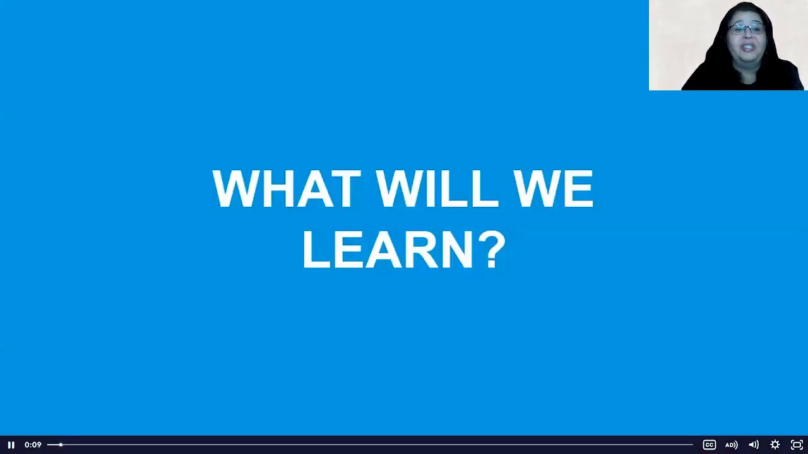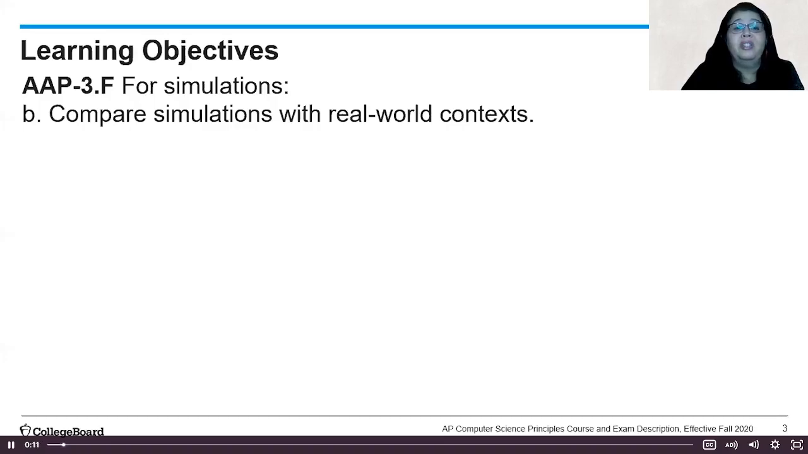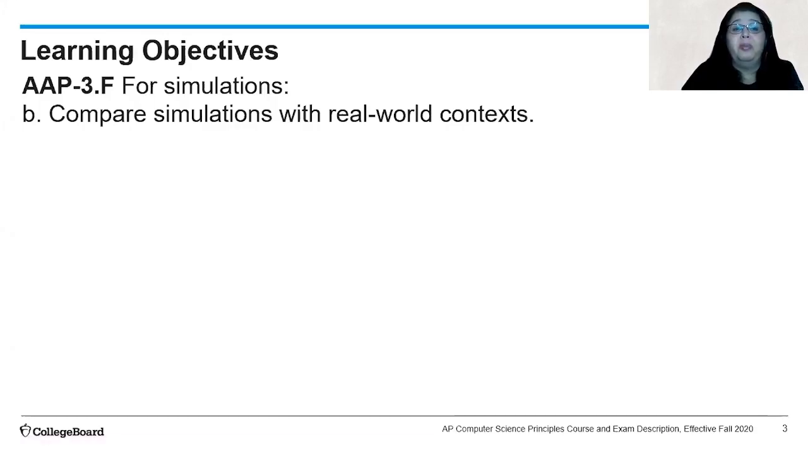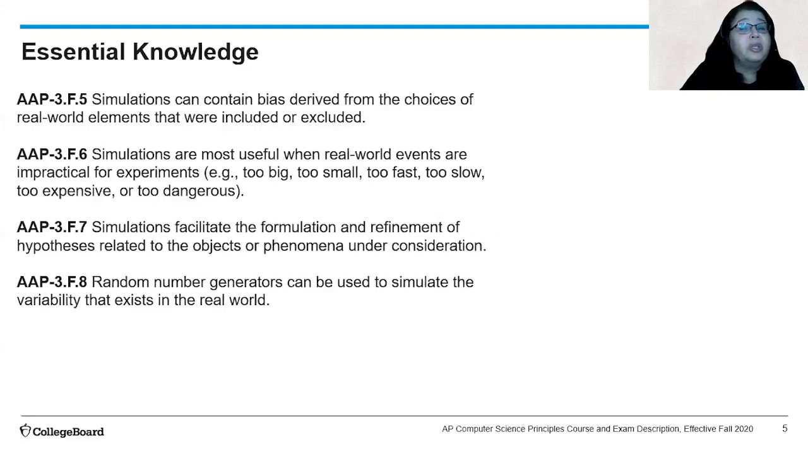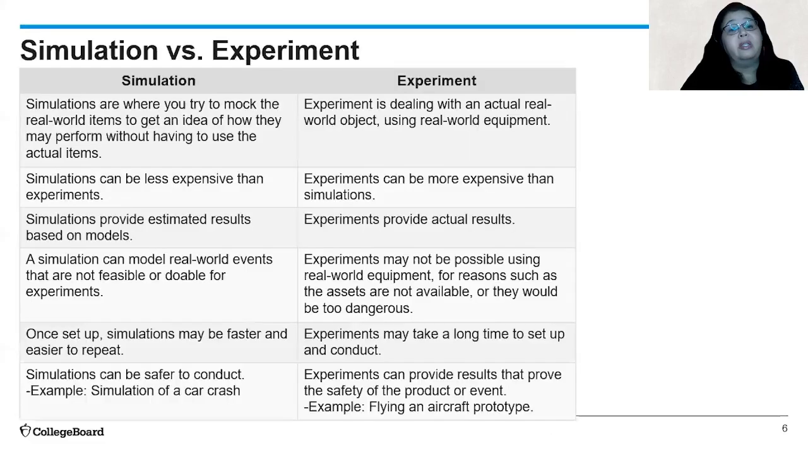So, what will we learn today? Well, simulations, we're going to compare simulations with real world contexts. We're going to look at simulations again as abstractions, mimicking real world phenomenon, and using them for studies, making conclusions. Simulations we're going to talk about, they do have bias. They do help us with events that are impractical for experiments. And that's where a lot of our focus is going to be on today.